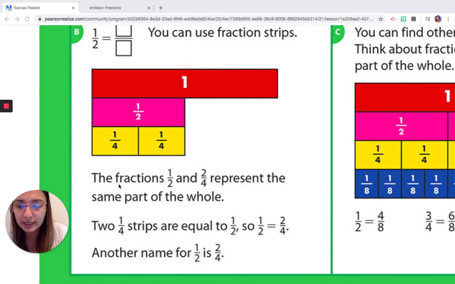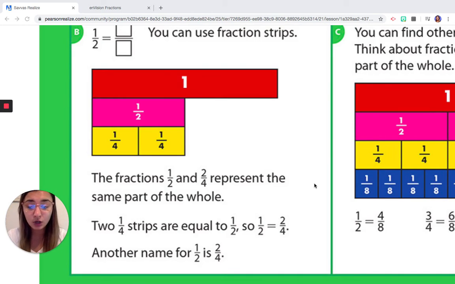If you can see here, they have put two 1/4 fraction strips. So we have 2/4. It says the fractions 1/2 and 2/4 represent the same part of the whole. Two 1/4 strips are equal to 1/2, so 1/2 equals 2/4. Another name for 1/2 is 2/4.